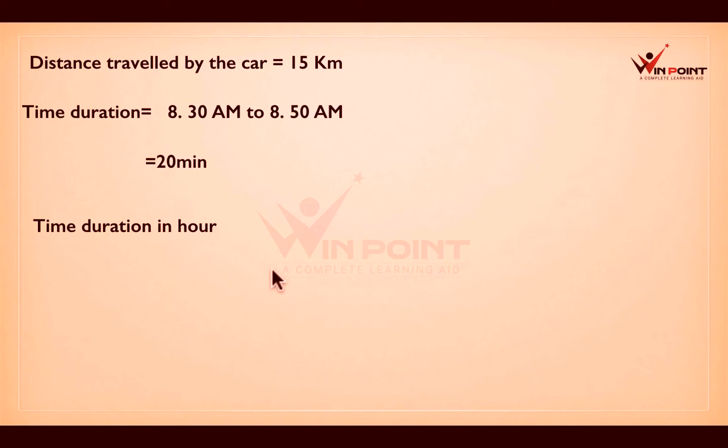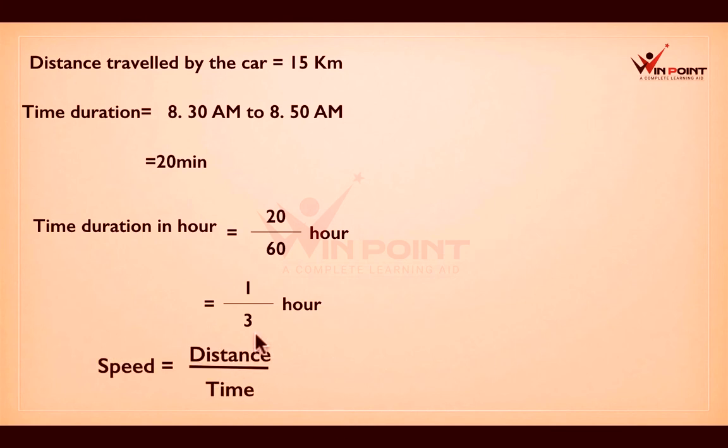60 upon 60 equal to 1. Similarly, 20 minutes means 20 by 60 hour. Now we can find it is 1 by 3 hour. Now we are substituting this value in this equation. Speed is equal to distance upon time. Distance is 15 km upon 1 by 3. 1 by 3 is the time.